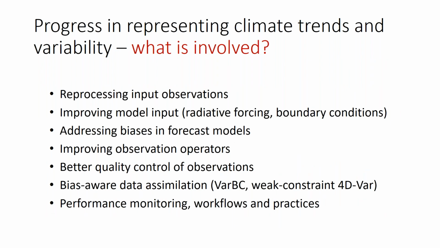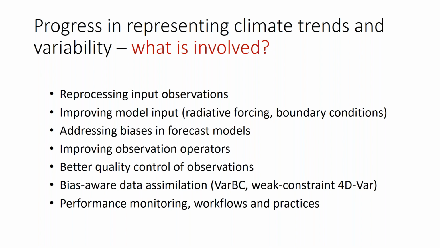I could show you much more of these types of examples of issues and progress and so on. But this is a list that I think covers more or less what it really takes to make progress in these things. It's work on input observations. So we need better input observations. There are lots of problems with them, especially the satellite-based. I'll show a few things in a minute.